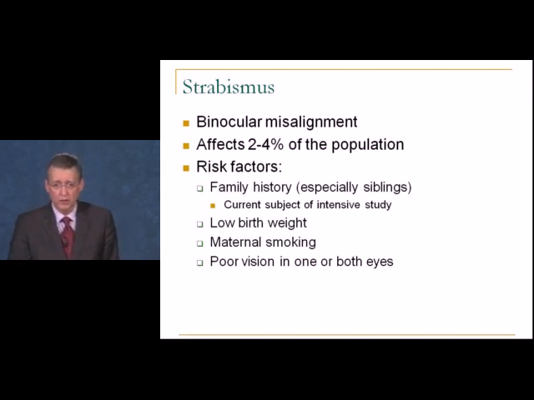We're doing an intensive study trying to get to the genetics of common strabismus. Low birth weight also has an effect. Maternal smoking clearly increased the risk for developing strabismus. And any patient, as we saw from cataract, who has poor vision in one or both eyes is going to be more likely to get strabismus too.